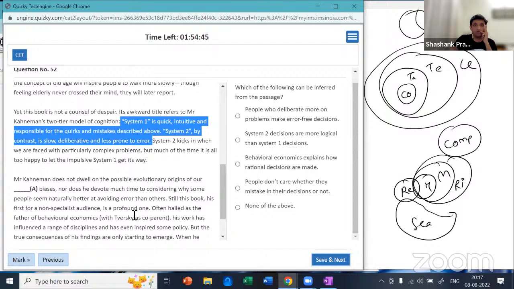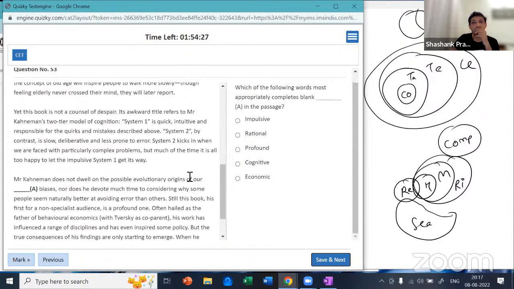People who deliberate more on problems make error-free decisions. It shouldn't be error-free. Less prone to error should be the one, right? Error-free can't say. Okay. System 2 is more logical than system 1. I think this is the one.